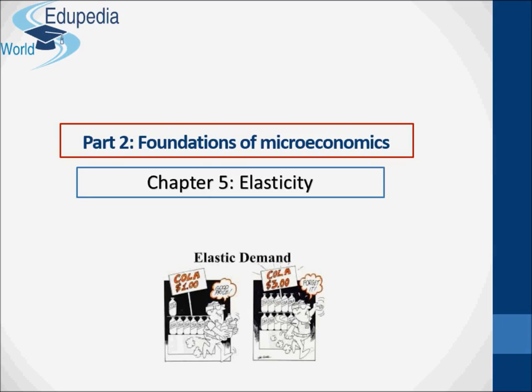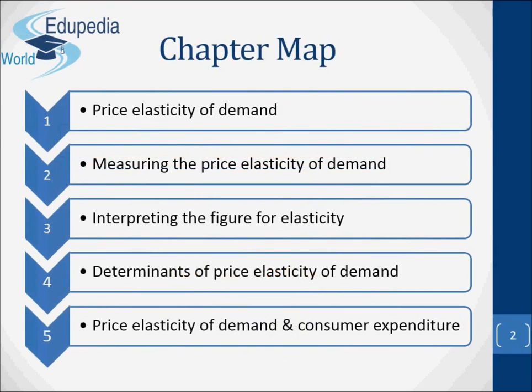In this chapter we are going to talk about elasticity. For that, we are going to analyze the price elasticity of demand in section 1. In part 2, we are going to talk about the measuring of the price elasticity of demand. After that, we are going to interpret the figure for elasticity. In section 4, we are going to find out the determinants of price elasticity of demand. And by the end, we are going to talk about the price elasticity of demand and consumer expenditure. The remaining portion related to elasticity will be explained in the next video. So let's get started.